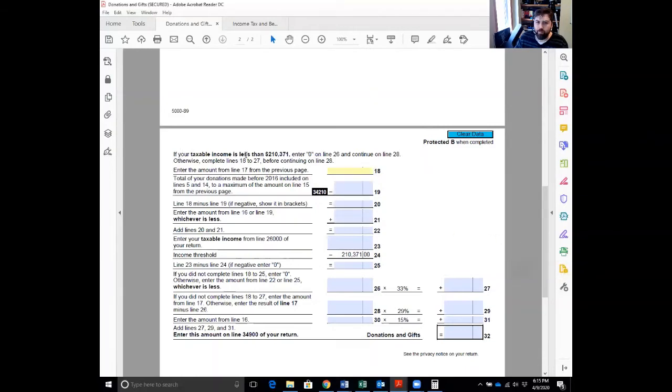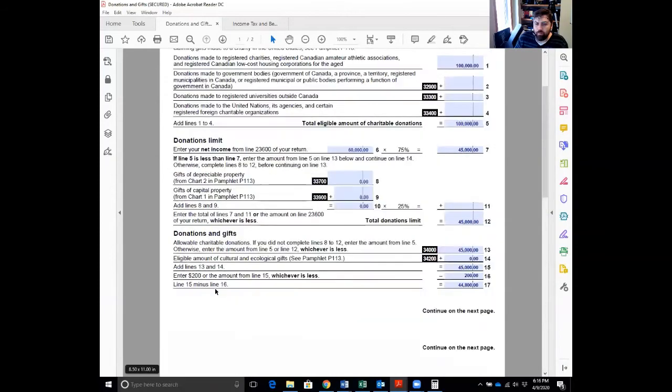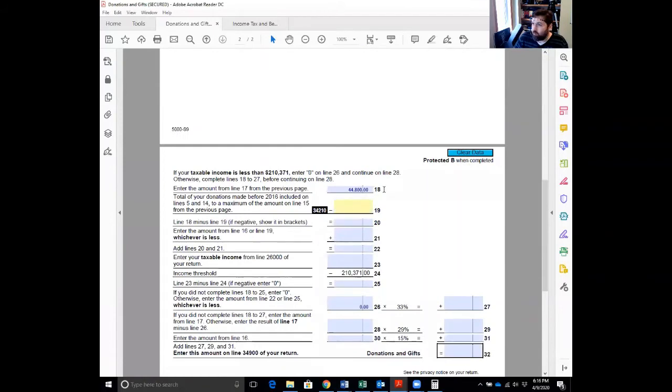Okay, so if your taxable income is less than 210,371, then enter 0 on line 26. So I'm just going to do that. Or if you really feel like it, you can go through the process. Let's do it for fun. Enter the amount from line 17 on the previous page. Total of your donations made before 2016 included on lines 5 and 14, to a maximum of line 15 from the previous page. Well, we have 0.